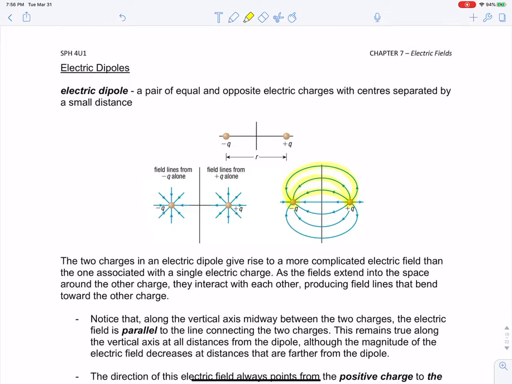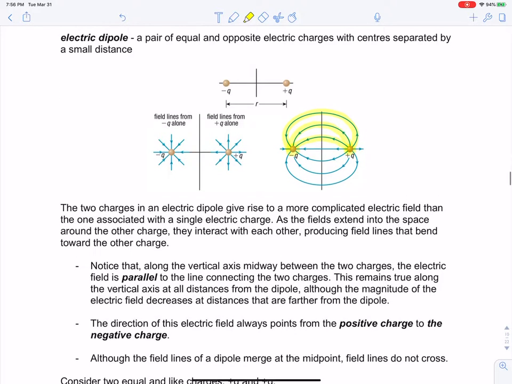The two charges in an electric dipole give rise to a more complicated electric field than the one associated with a single charge. As the field extends into space around the other charge, they interact with each other, producing field lines that bend towards the other charge. Notice that along the vertical axis, midway between the two charges, the field line is parallel to the line connecting them. So we're looking at this line right here. It is parallel to the line that is connecting them.